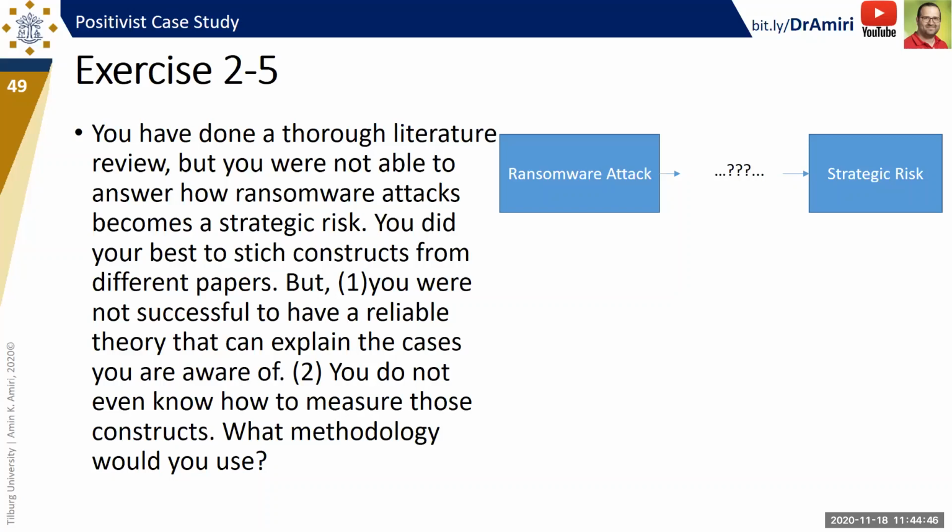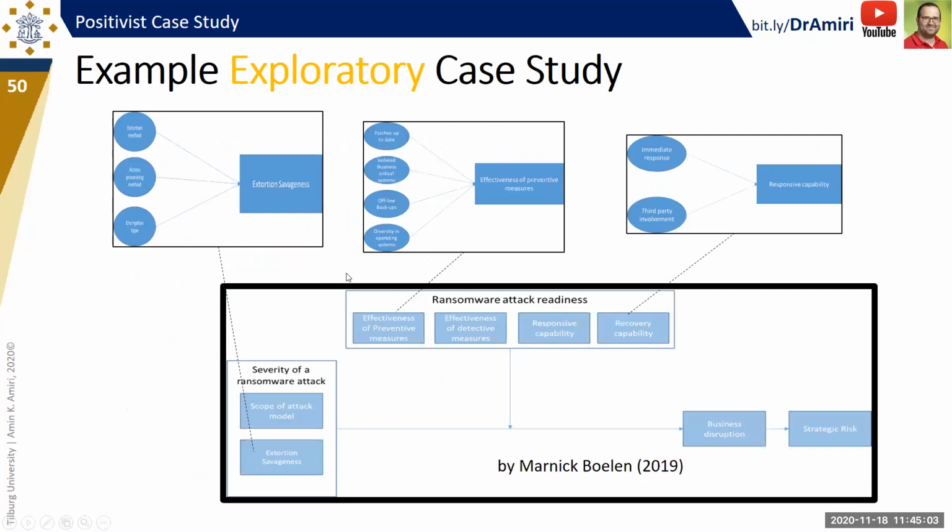So here you see you have 2 constructs, but there are missing constructs in between the two. You want to find constructs in between the ransomware attack and strategic risk. Exactly, you need to use an exploratory case study, and this is done by Marnik.